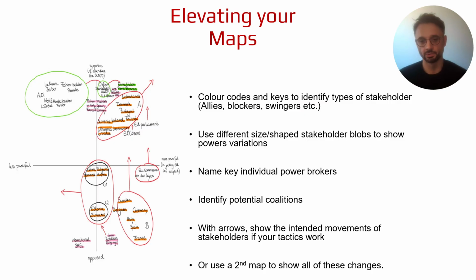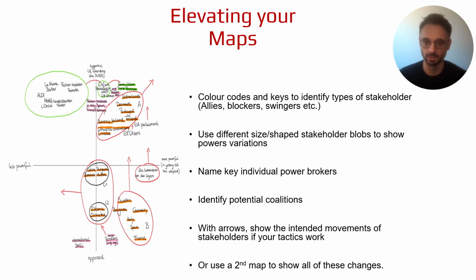So to end this brief introduction to stakeholder mapping, I just want to reiterate some of the ways you can elevate your maps to aid the planning of your strategy. Firstly, use color codes. Identify those key stakeholders, the allies, the blockers, the swingers, the potential coalitions. Use arrows to show the intended direction of change in your map should your tactics be successful and your SMART asks or goals be realized.